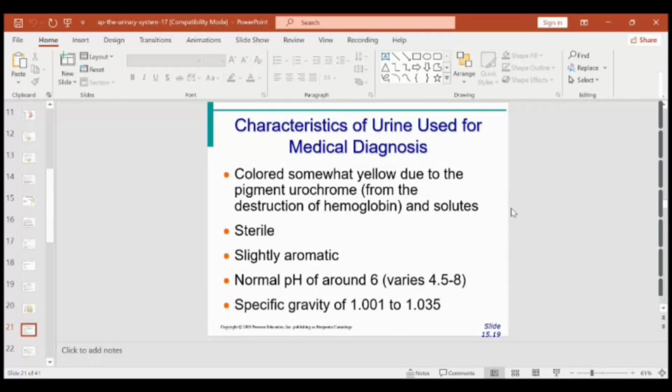Also, urine is sterile, and it only becomes unsterile once it passes through the urethra, where we have some normal flora. But while it's still within the bladder, it's still sterile, unless someone has a urinary tract infection, which is when the urine becomes unsterile. Slight traces of ammonia give you that aromatic smell. In terms of the pH, it is usually a bit towards the acidic side, and the specific gravity is just slightly above water.